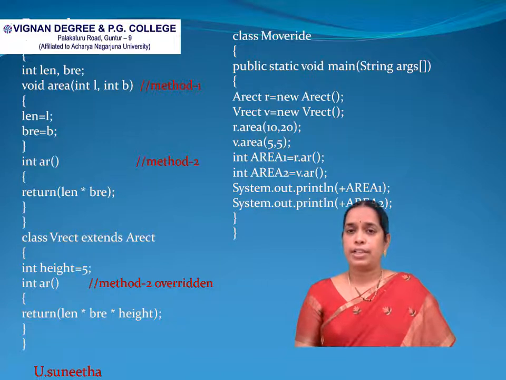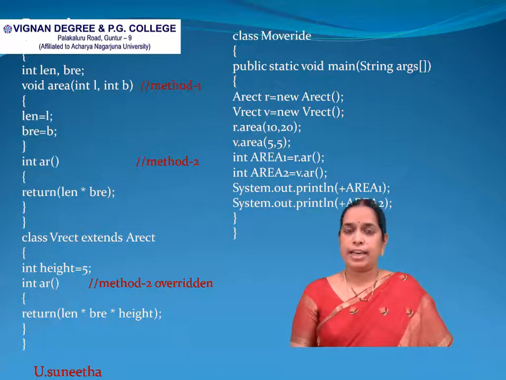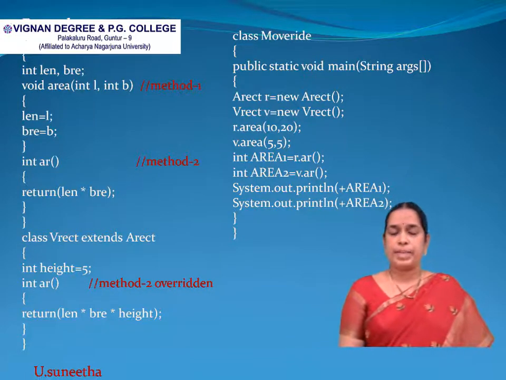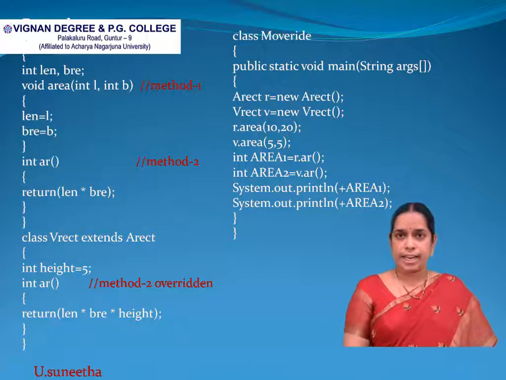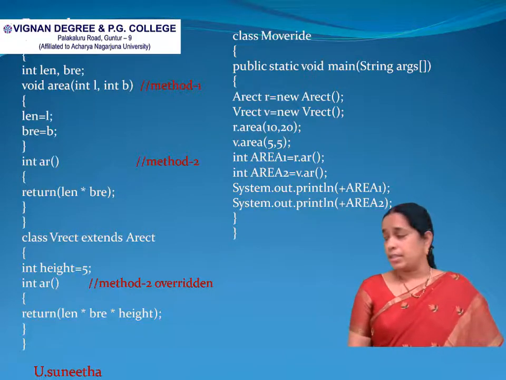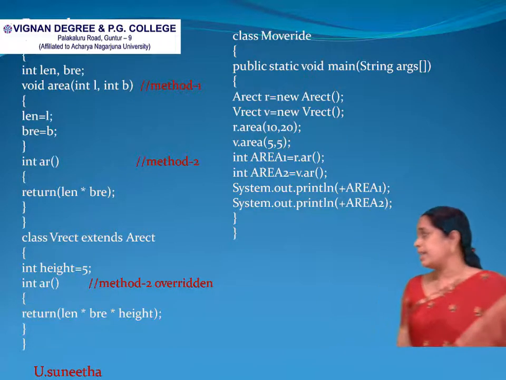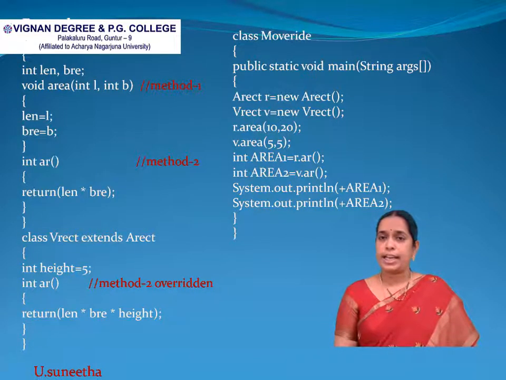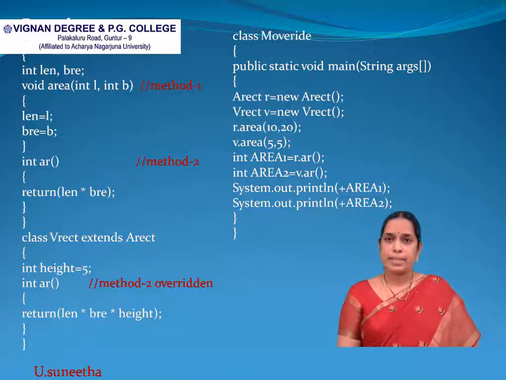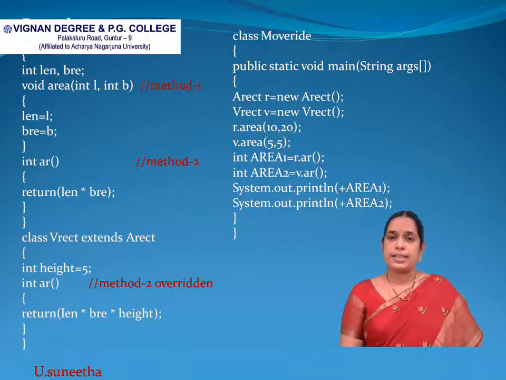Next, moving on to the next method, that is int ar. In this method, we have multiplied the len and bre values, and finally the first class, arect, has been closed. Next, if we consider the second class, that is vrect, we have written class vrect extends arect. This means vrect will inherit all the properties of arect. That is, vrect will have all the members and methods of the first class.